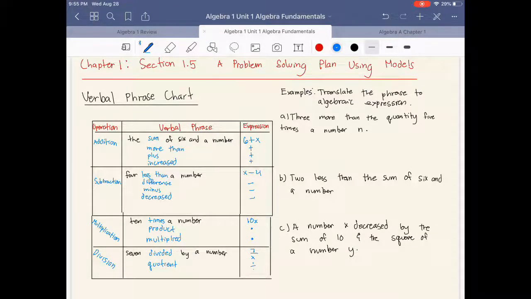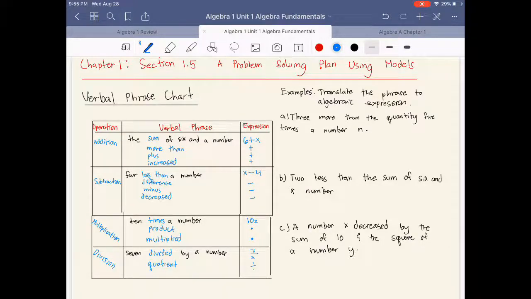Okay, so they should be finished copying this down. Now, welcome to section 1.5, a problem-solving plan using models. Don't let the title scare you. This is probably easier than the past lessons we've been going over. So look at this verbal phrase chart. You can find this in the textbook.